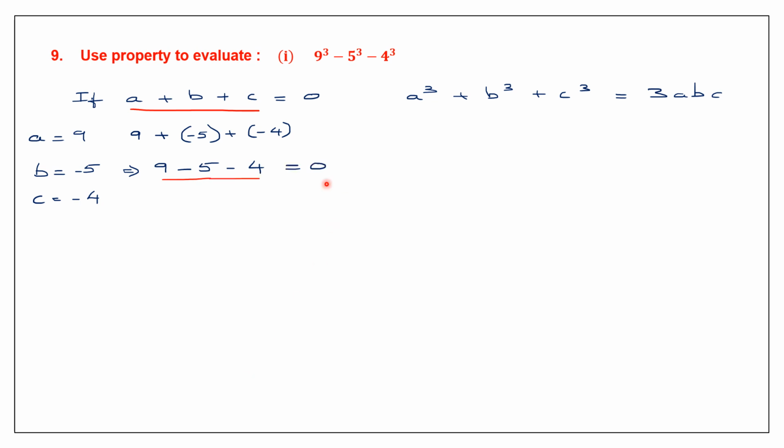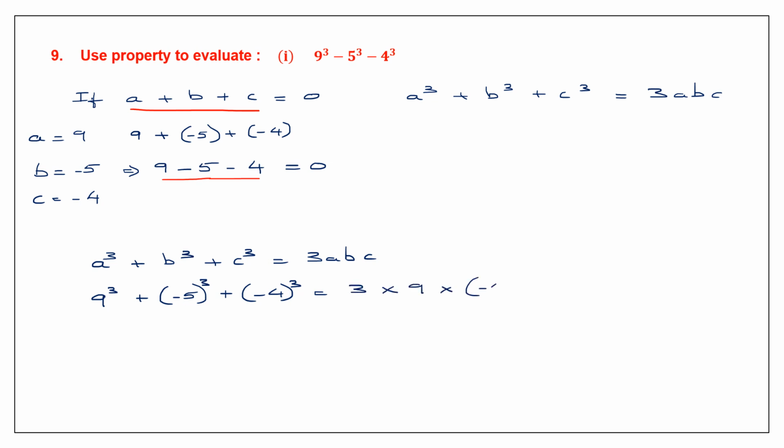So since it is equal to 0, we can apply this expansion here, that is a cube plus b cube plus c cube is equal to 3abc. So let's write that here. So a cube plus b cube plus c cube is equal to 3abc. So a is 9. So 9 cube plus b, negative 5 cube, plus c, negative 4 cube, and this is equal to 3abc, that is 3 into a which is 9, into b which is negative 5, into c which is negative 4.